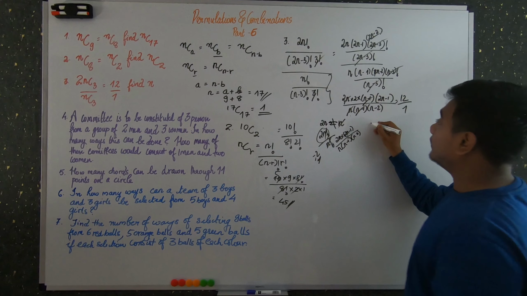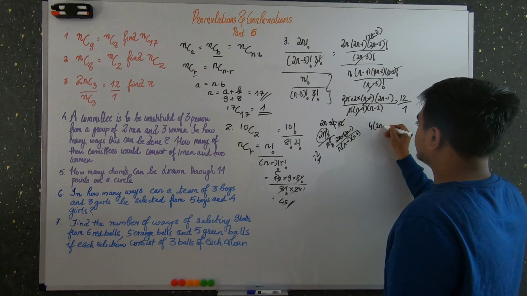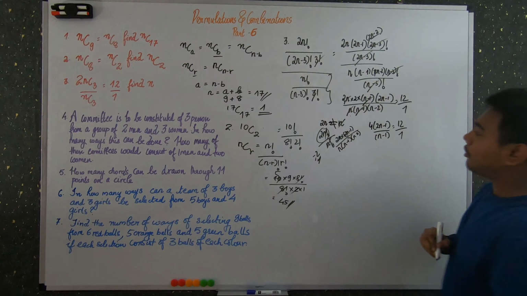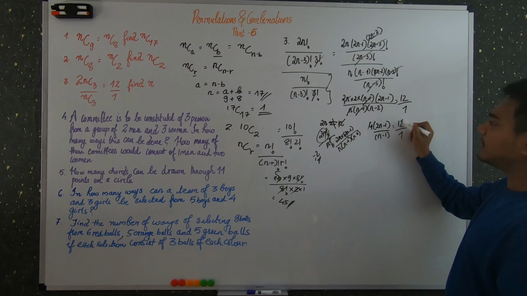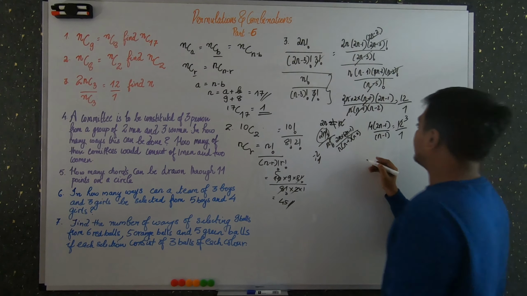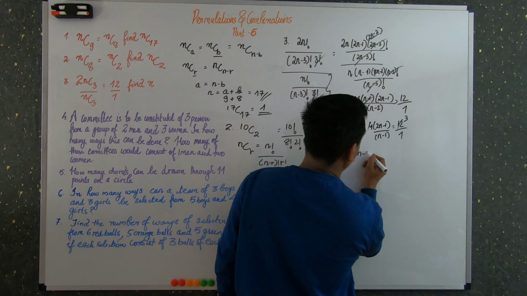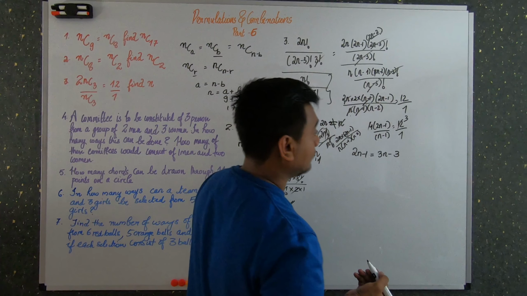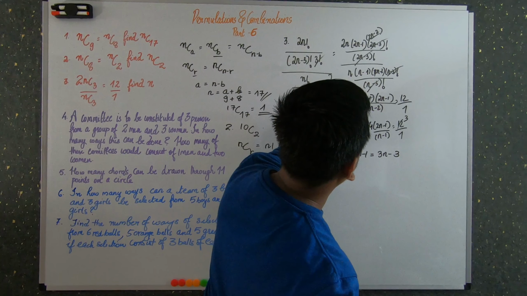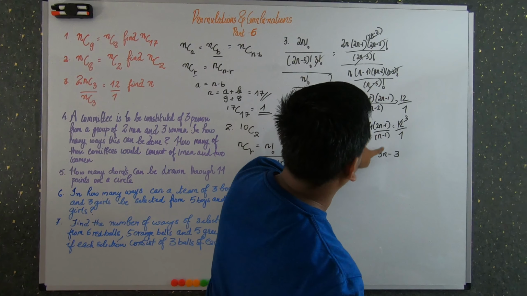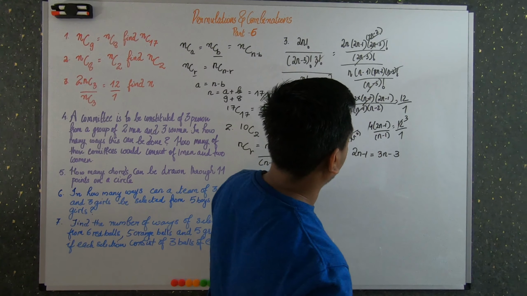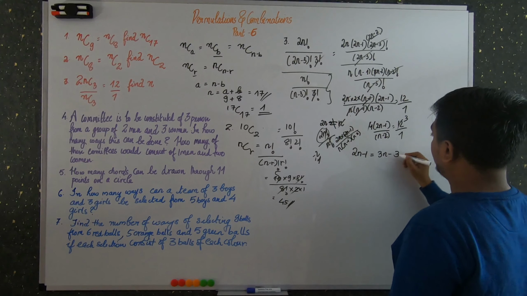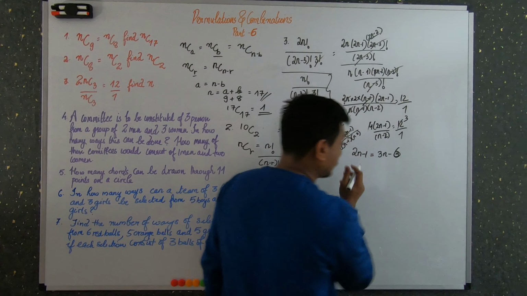So what is left here? 4 into 2n minus 1 by n minus 2 is equal to 12 by 1. Again you can cancel; 4 and this will get cancelled. So what do you have left here? 2n minus 1 is equal to 3n minus 3. Right? 4 into 2n minus 1 by n minus, I made a mistake here, it is n minus 2 here. So 3n minus 6.